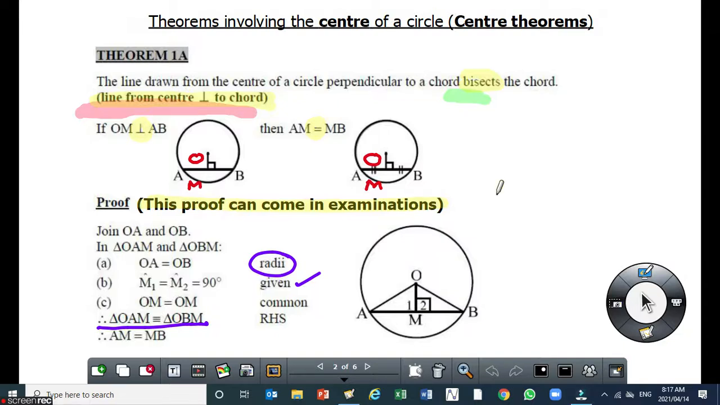Alright, so the first group of theorems is going to be the center theorems. Okay, the first theorem, which in this case I'm going to split into theorem 1a and theorem 1b. The first theorem says the line drawn from the center of a circle perpendicular to a chord bisects the chord.